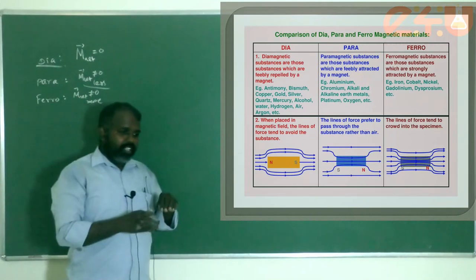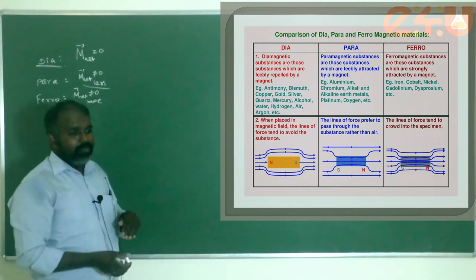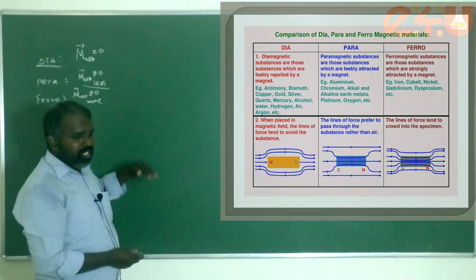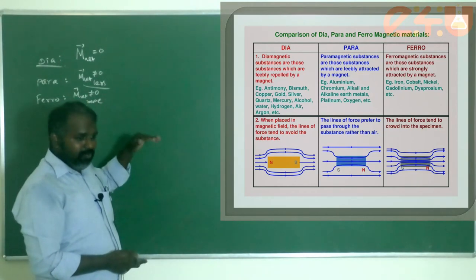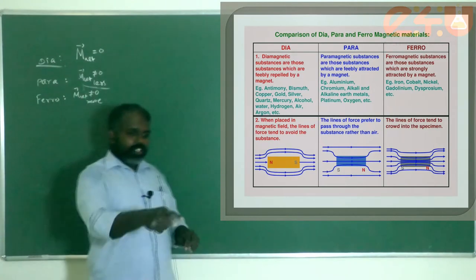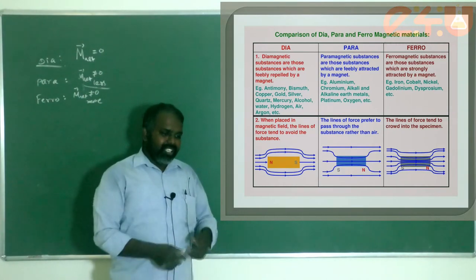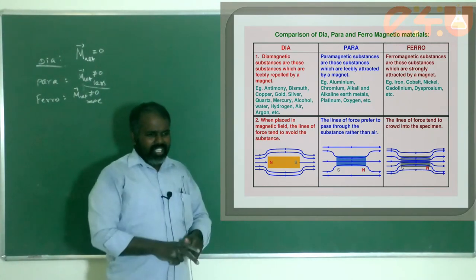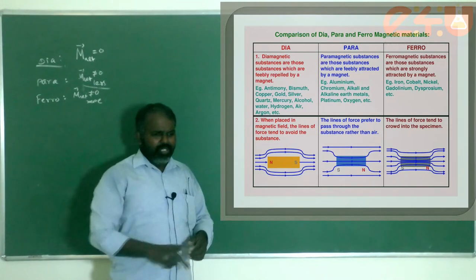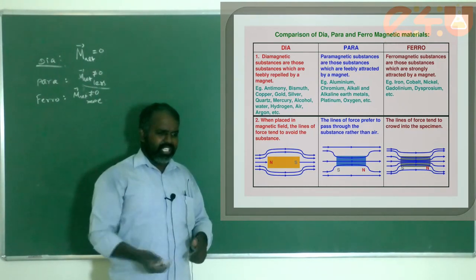Suppose an external magnetic field is applied, what will happen? The net magnetic dipole moments are very, very small, but they are aligned in the applied field direction. That's why they are feebly, weakly attracted. The materials given are aluminium, chromium, alkali and alkaline earth metals, platinum, oxygen, etc.